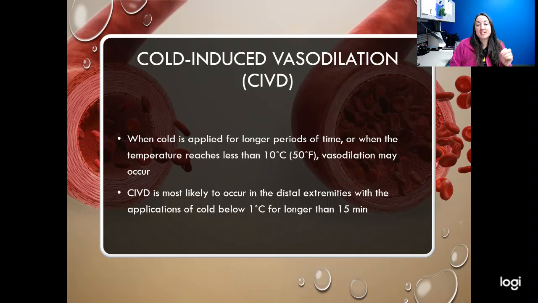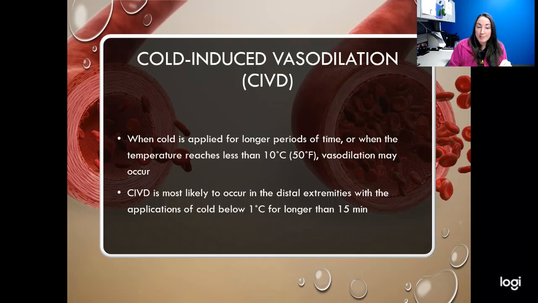The cold-induced vasodilation. So we talked about this in class 7, but essentially if you leave cold on too long, the body is like, uh-oh, we need to protect ourselves. Let's actually dilate the blood vessels to increase blood flow to this area so that it doesn't die, so that we don't lose this body part. So if cold is applied for longer periods of time, when the temperature reaches less than 10 degrees Celsius, which is 50 degrees Fahrenheit, vasodilation can occur.